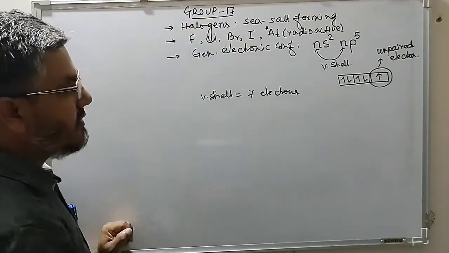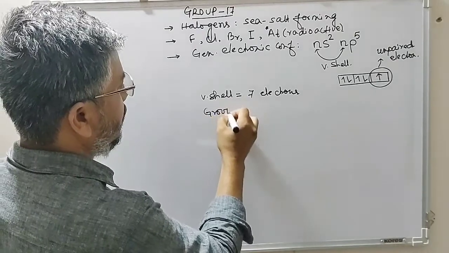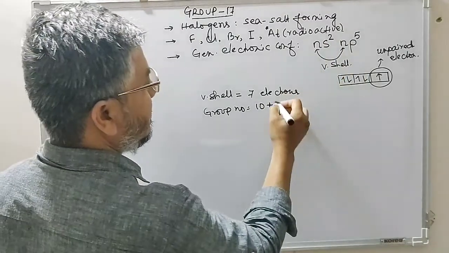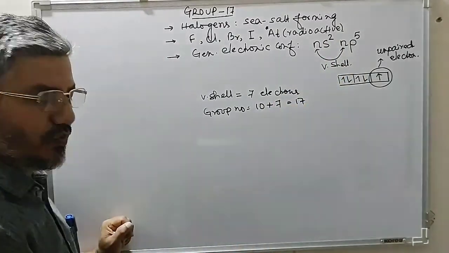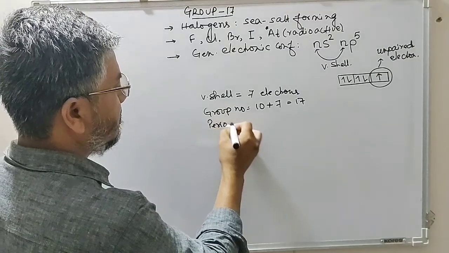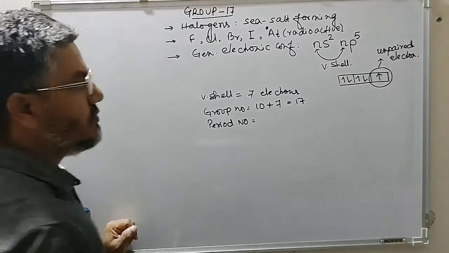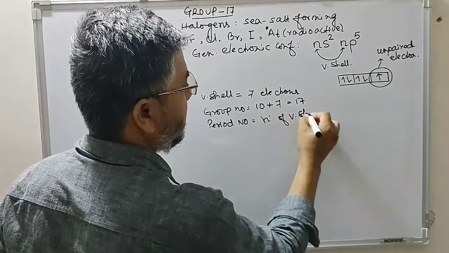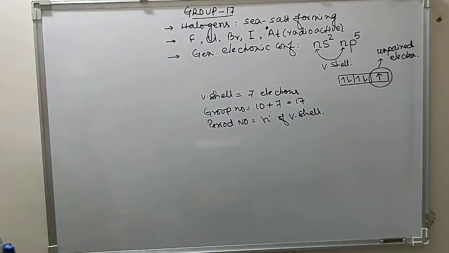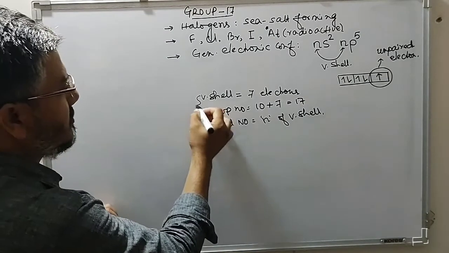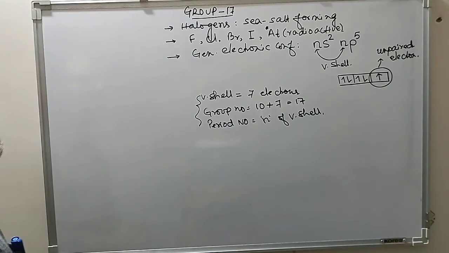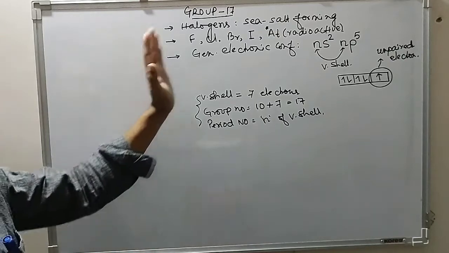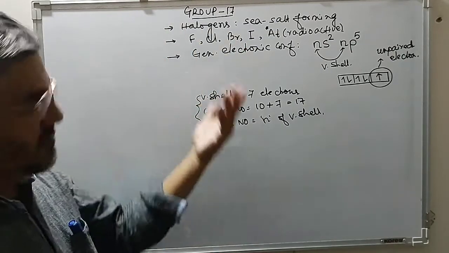The group number is 17. So group number is 10 plus the number of electrons in the valence shell, that is 7, so we have the 17th group. Period number is equal to the value of n of the valence shell, the highest occupied shell number, that represents the period number. Once we know this, we can easily identify the location of these group 17 elements. So this is the general electronic configuration. Now coming to some of these properties.